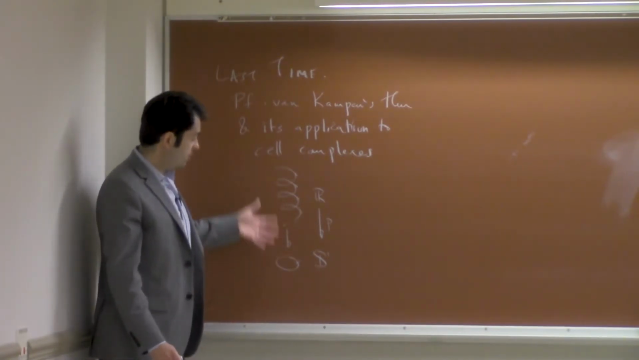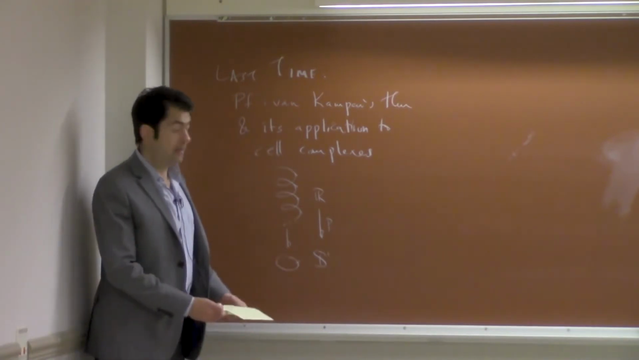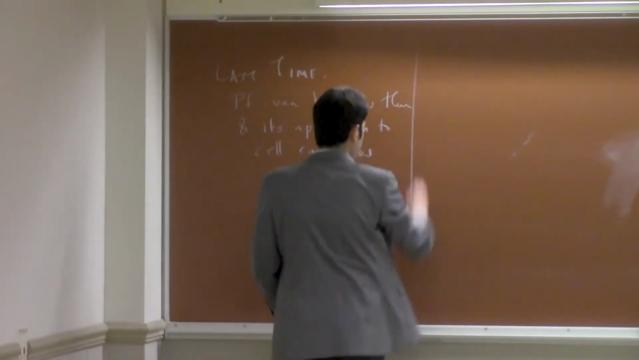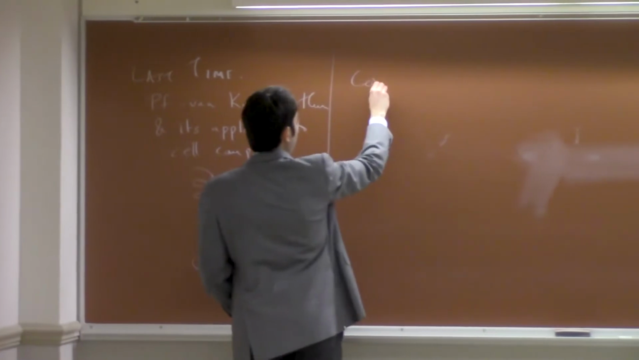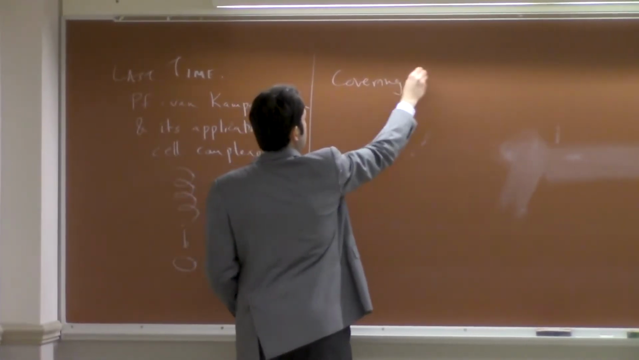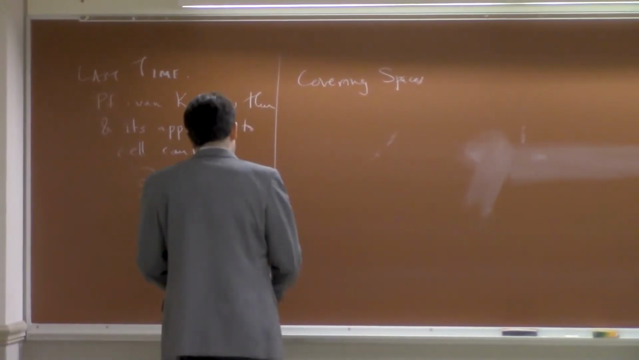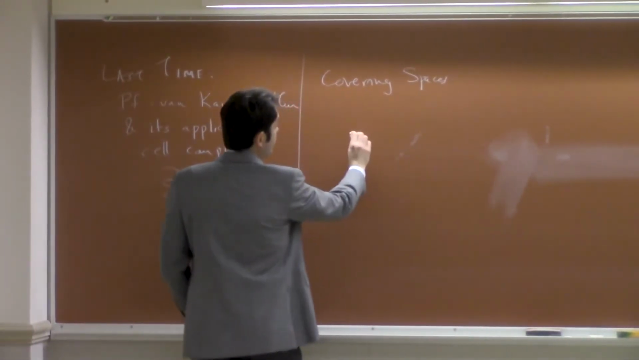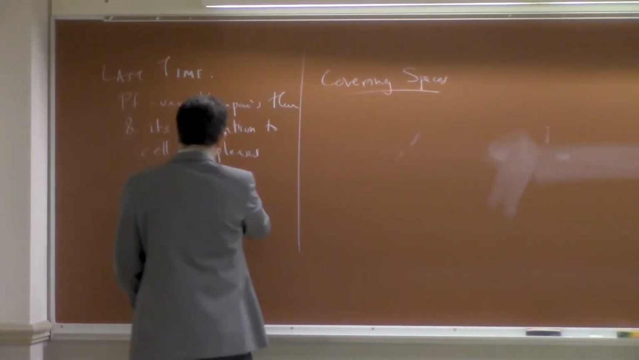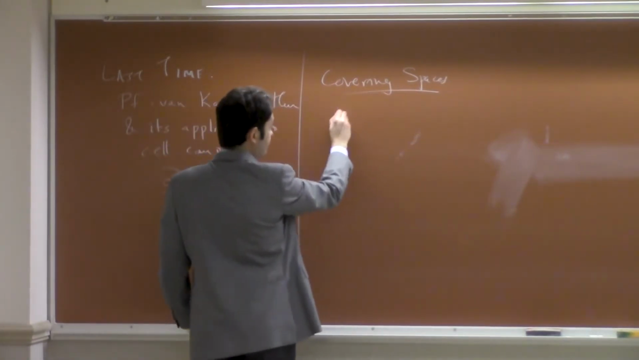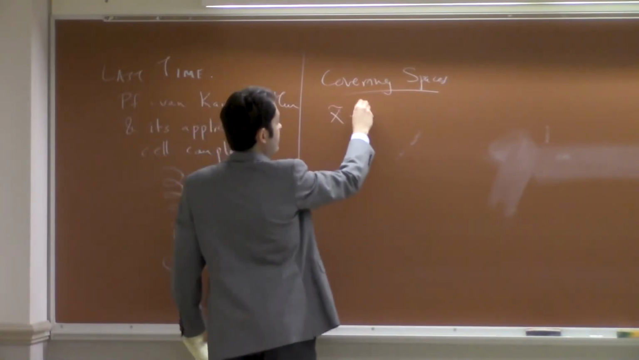So we want to study this sort of situation more generally. And this topic is called covering spaces. So we want to generalize this situation. So what we want is a map.